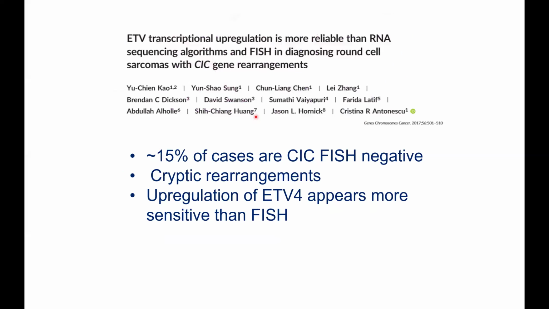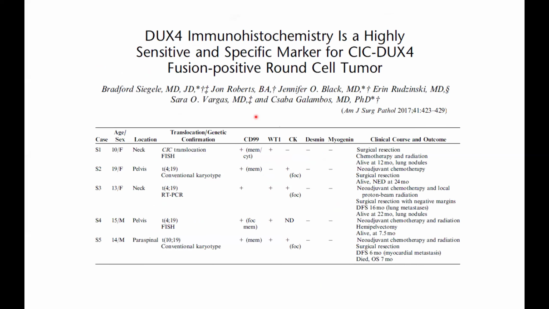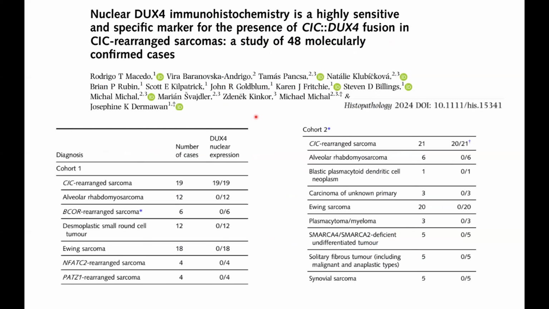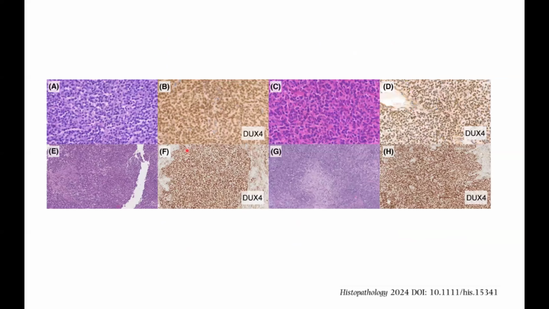When you use molecular, you have to be a little bit careful because 50% actually have cryptic rearrangements, so they're negative for FISH, and sometimes you have positive FISH and negative NGS because they're not detected automatically by the software. However, there's a very reliable DUX4 immunohistochemical stain now. There was an older paper that had 100% sensitivity and didn't stain any entities in the differential. But now there was a new paper that has extremely high sensitivity and pretty high specificity in CIC round cell sarcoma. So, a very nice, crisp nuclear stain.